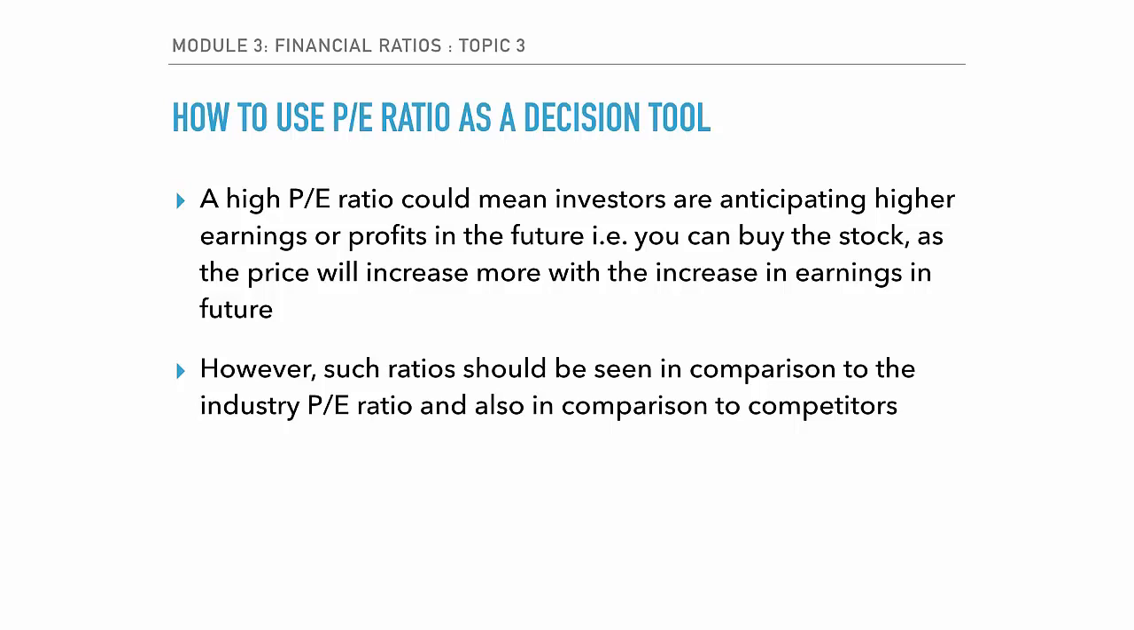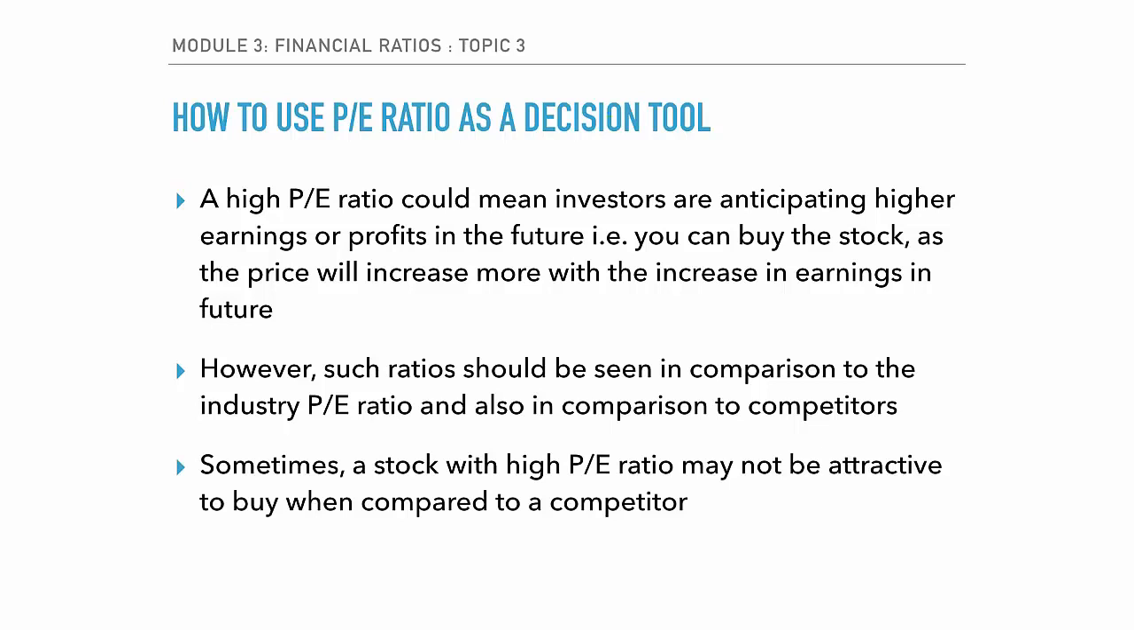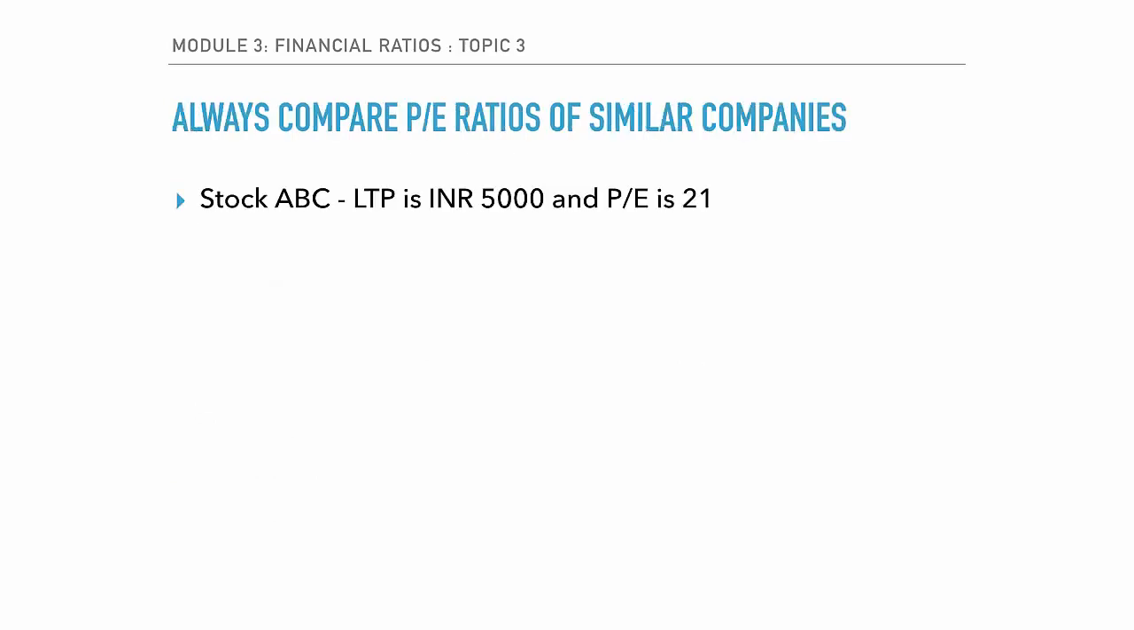We'll take an example to understand this better. But for now, just remember that sometimes a higher PE ratio may not be as attractive to buy when it's compared to a competitor. Let me illustrate to you how. Let's take a stock ABC, and this stock has a last traded price of 5,000 rupees and a PE ratio of 21. Then there's a stock XYZ with a last traded price of 1100 rupees and a PE ratio of 34. What do you think? Which stock would you choose for your portfolio?